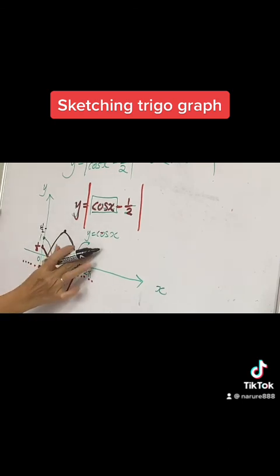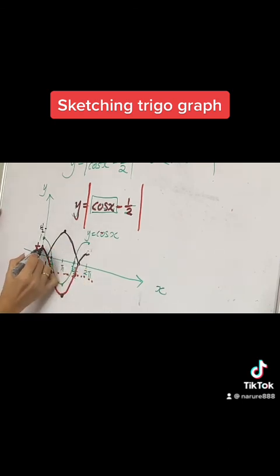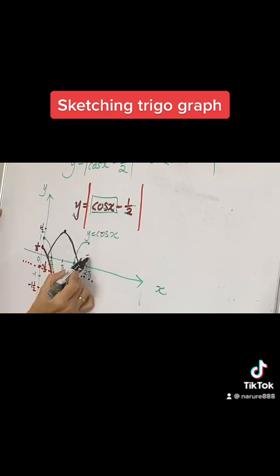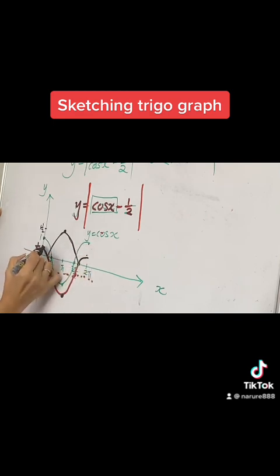This one is a bit above. It should be the same height. Let me adjust a bit. Okay, right, so this is half. So the black one is the actual graph that you're supposed to sketch.